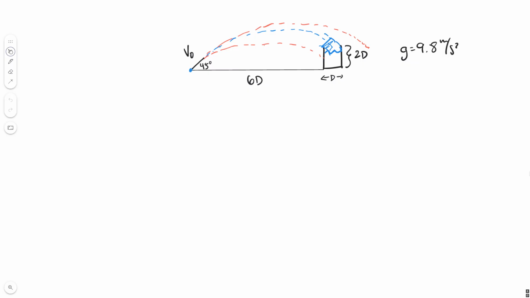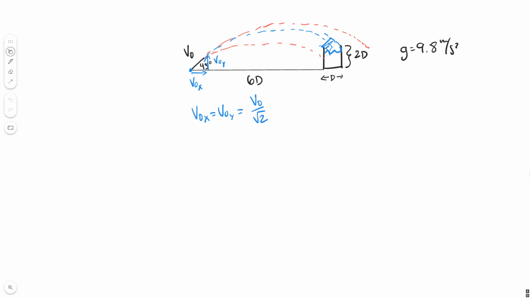Well, one thing we need to think about is that there are 2 components to this initial velocity. There's a horizontal component, which I'm going to call initial velocity x, and there's going to be a vertical component, which I'm going to call initial velocity y. Both of these are going to be equal to each other and to the initial velocity divided by the square root of 2. Hopefully, if you remember your 45, 45, 90 triangles or sine and cosine of 45 degrees, you believe that that's true. Okay.